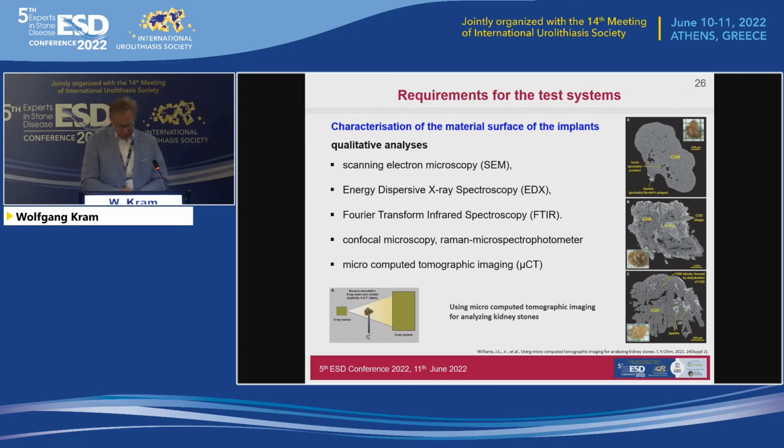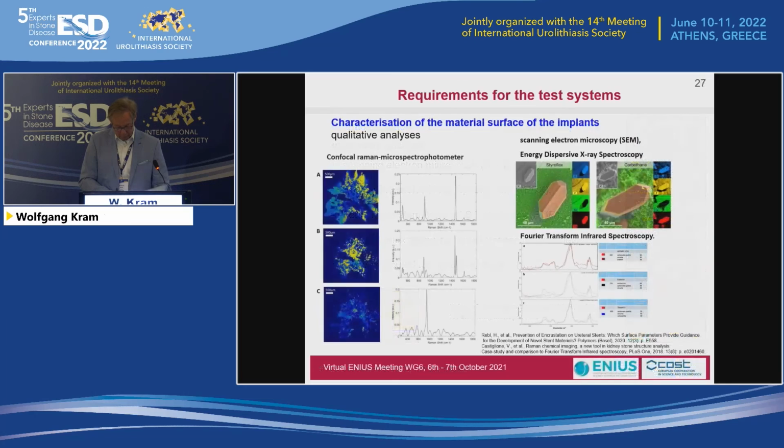And here you see further qualitative analysis like X-ray spectroscopy, infrared spectroscopy, and also Raman microspectrophotometry. And here are some examples, the focal Raman microspectroscopy and the energy dispersive X-ray spectroscopy, and not only the FTIR.